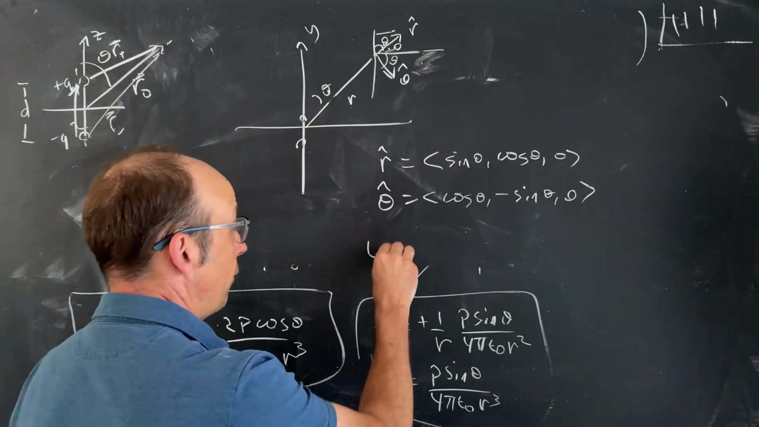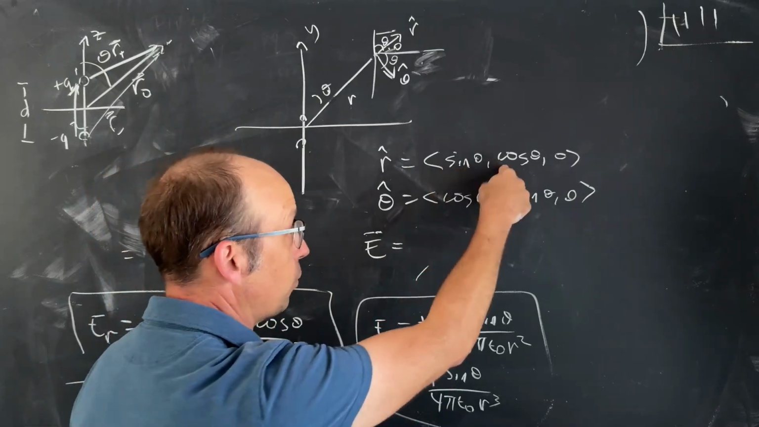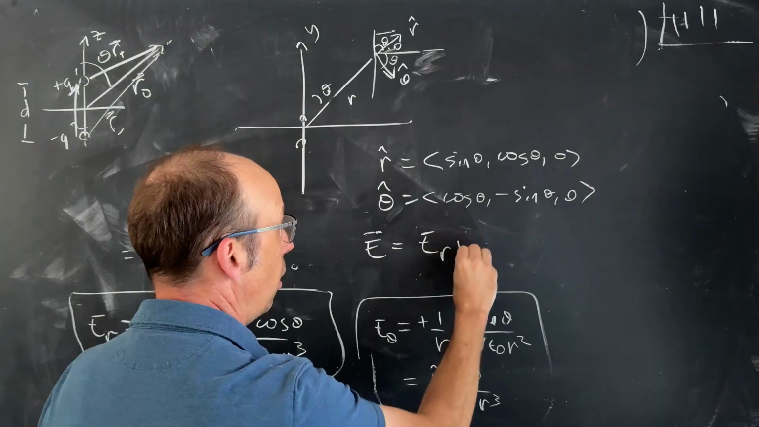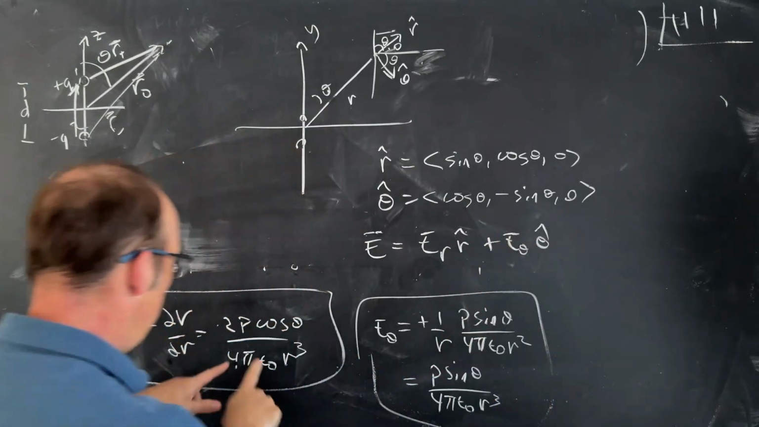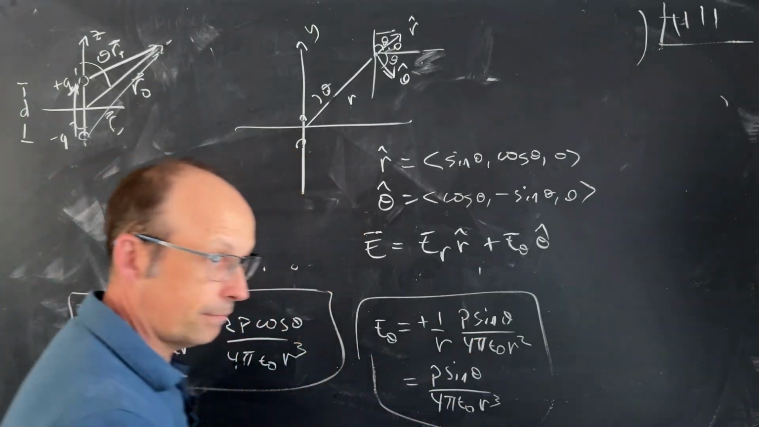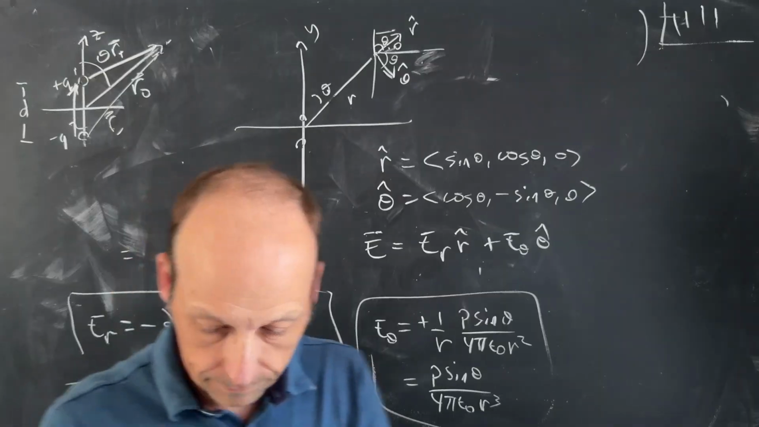And then I can write the vector E. Now that I have those in Cartesian coordinates, that's x, y, z, x, y, z, I can write E as E_r r hat plus E theta theta hat. And then E_r is this, and E theta is that. Okay. I know it's a lot of work, but we're going to do it anyway.